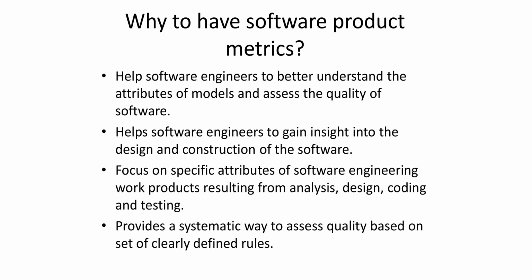It also helps software engineers to gain insight into the design and construction of the software. Further, it focuses on specific attributes of software engineering work products resulting from analysis, design, coding, and testing. So, at each of the phases that we already discussed as a part of SDLC, we found that each phase gives out certain work products. Now we have to assess these work products, whether we have developed a sound work product or not. So this matrix helps us to find the specific attributes amongst these different types of work products.